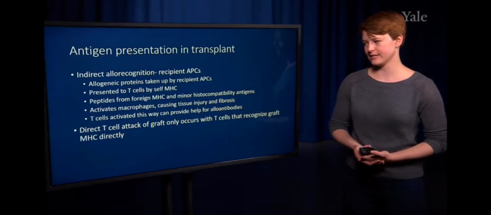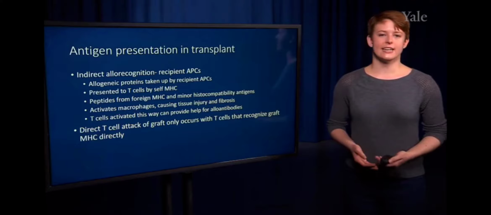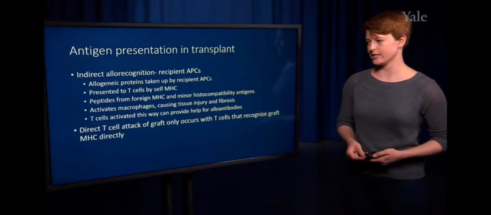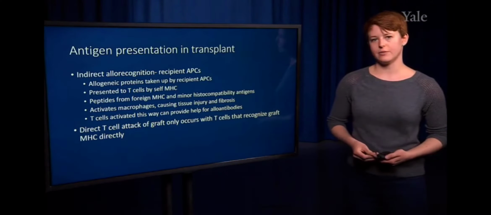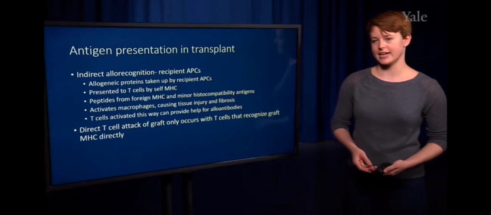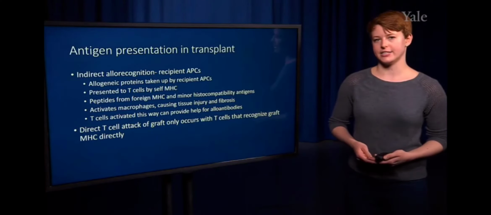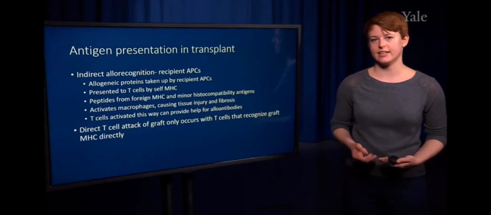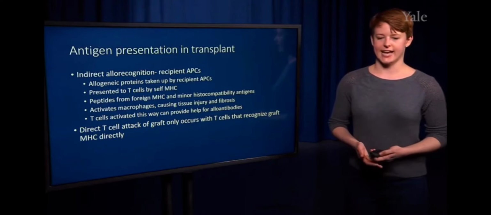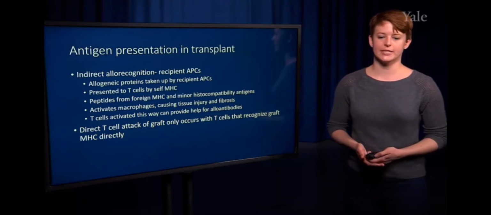However, T cells that are activated this way through MHC2 presentation can only really provide help for antibodies against the alloantigens. So they provide help to B cells and lead to an antibody response. However, direct T cell attack can only occur when T cells recognize the graft MHC directly.